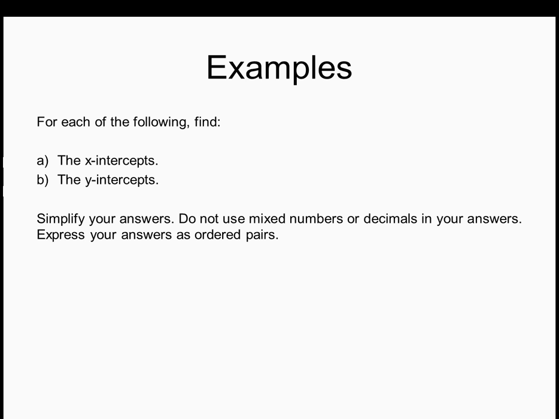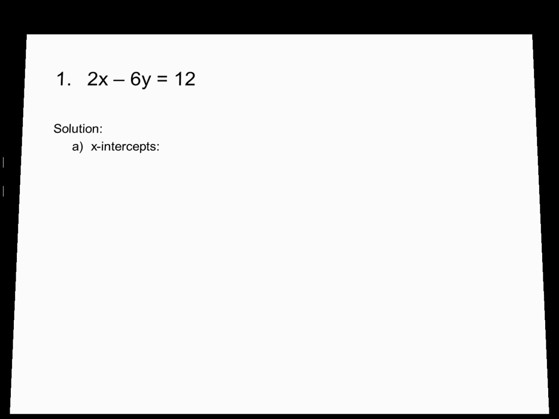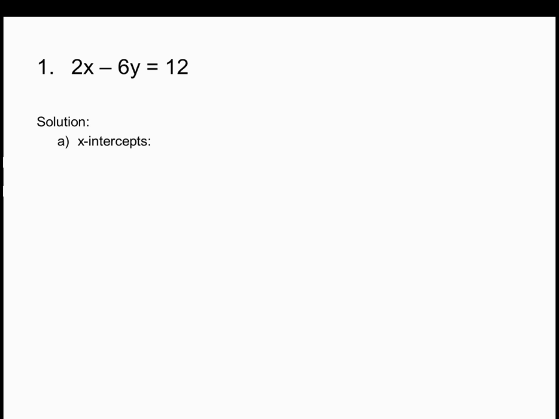Let's try some. So I've got 2x minus 6y equals 12. Now later on we're going to discover that if you were to graph this, it's a line, and 2 points are enough to draw the line. So finding the intercepts will let you draw the line. So the x-intercepts. Remember, to find the x-intercepts, let y equal 0 and solve for x.